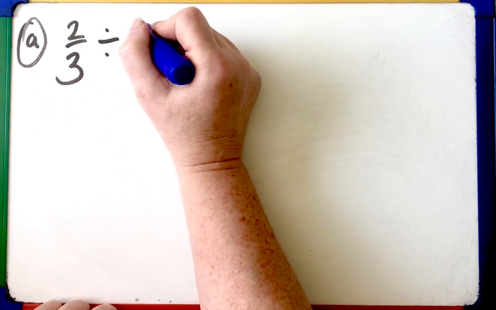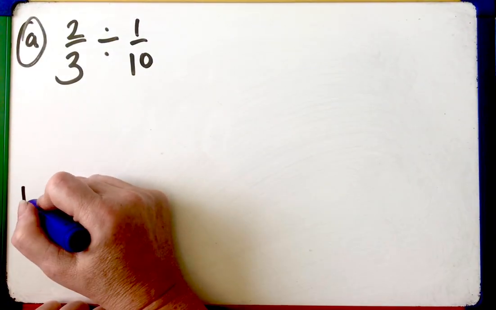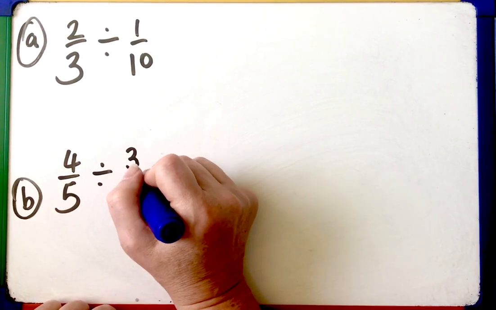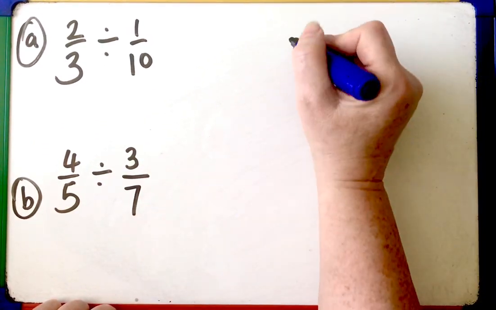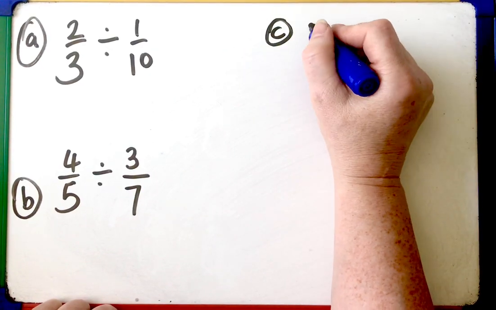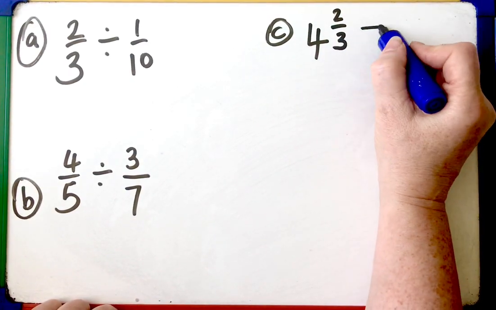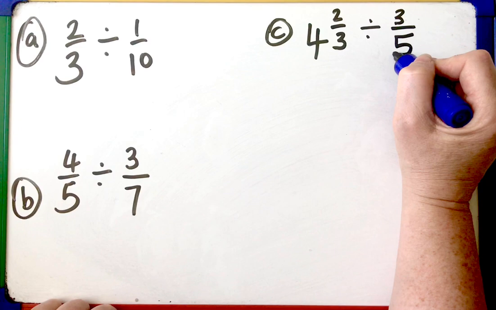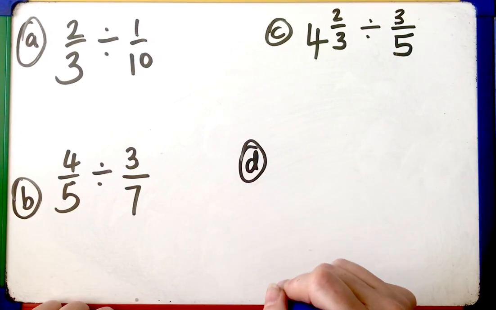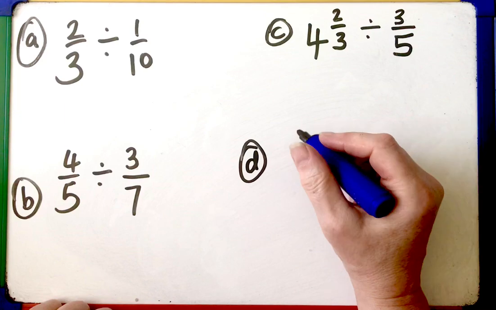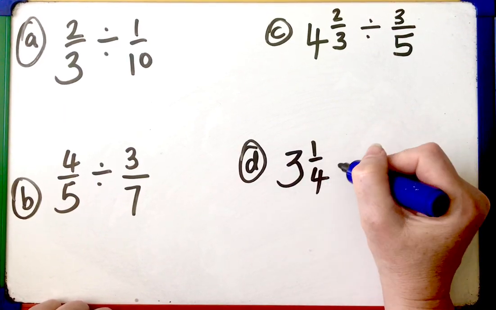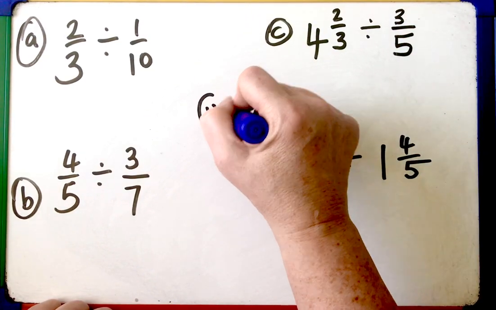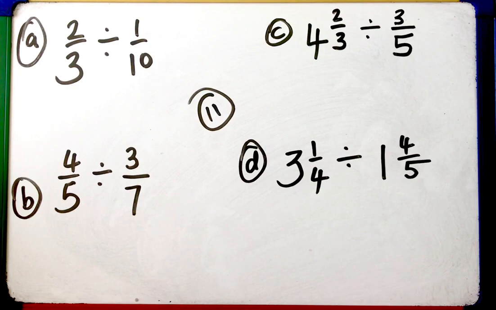2/3 divided by 1/10. Part B, 4/5 divided by 3/7. Part C, as promised, a mixed number, 4 2/3 divided by just a proper fraction. Let's have 3/5. And part D, as promised, 2 mixed numbers. So we'll have 3 1/4 divided by 1 4/5. Press pause, have a go, see how you get on.